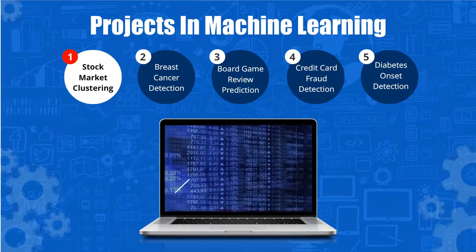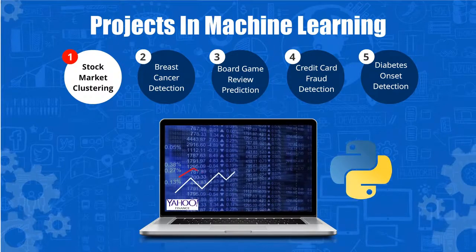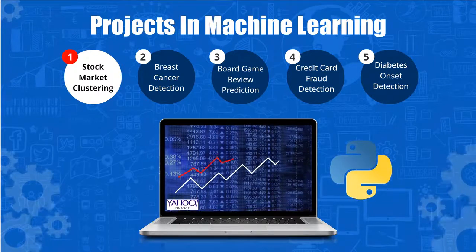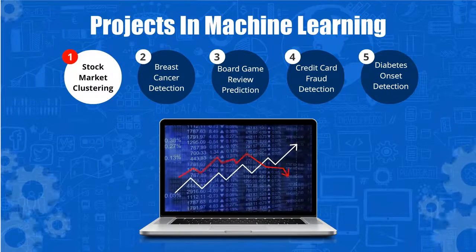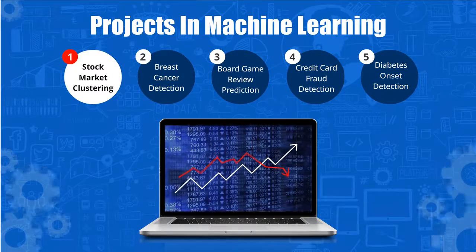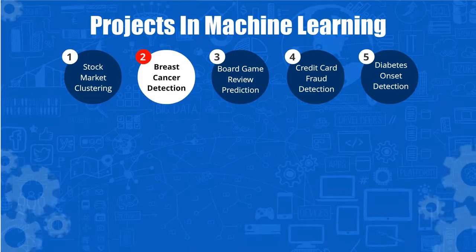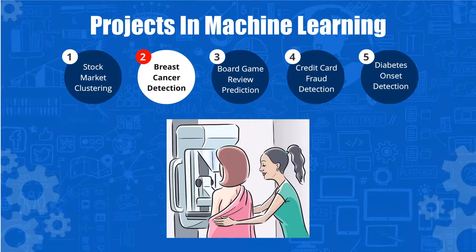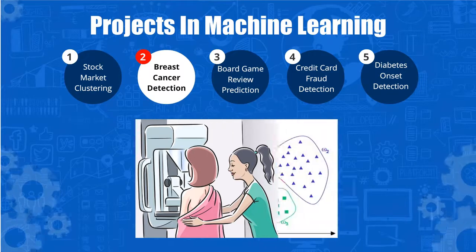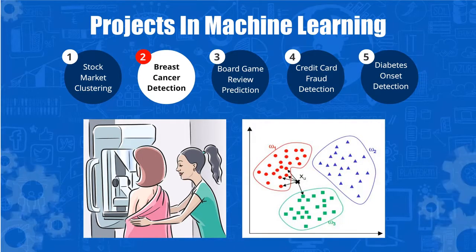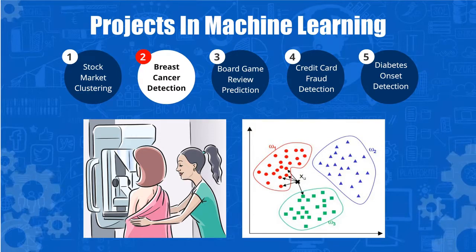This project will use open source data from the Yahoo Finance Python module. Also in this project, we're going to do a PCA dimensionality reduction to plot the data on a 2D plot. In the second project, we're going to detect breast cancer malignancies by using a support vector machine. We're also going to use a k-nearest neighbors algorithm to compare and contrast the performance with the support vector machine.